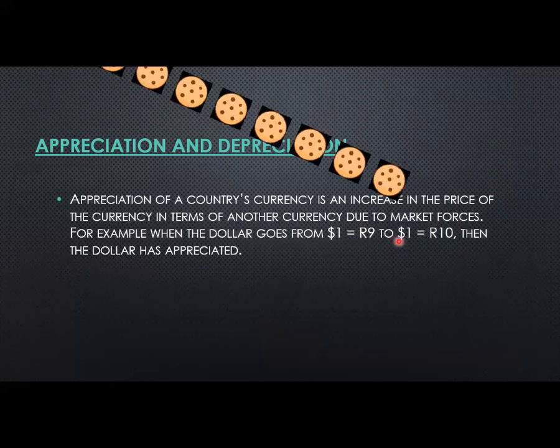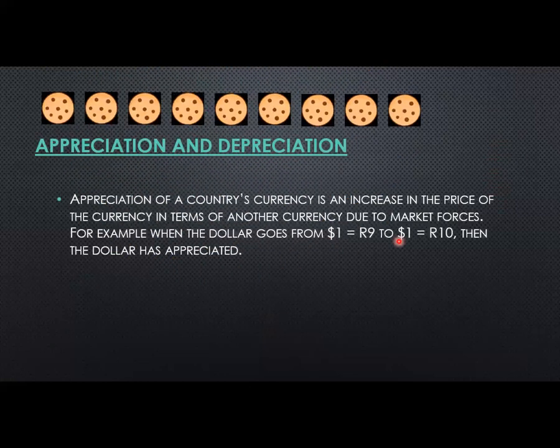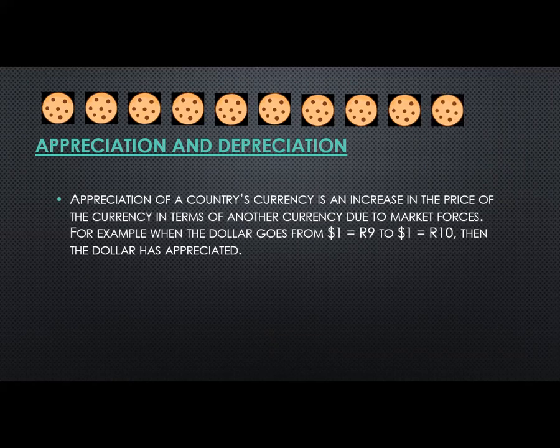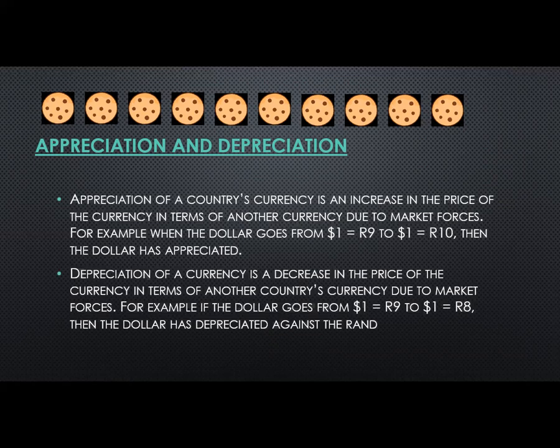But let's move away from money just a second and pretend America wants to buy cookies from us. If the dollar appreciates, it means that for $1, they no longer get 9 cookies. We have to give them 10. They therefore get more value for their money. And at the same time, our cookies became worth less because now we have to give 10 cookies where we previously only gave 9.